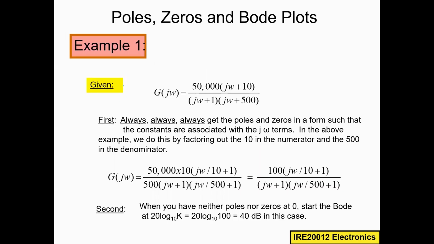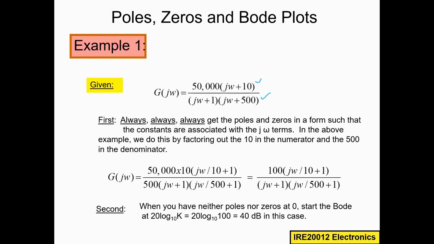This is another simple example. We can represent one function like this: G of j omega is equal to 50,000 times (j omega plus 10) divided by (j omega plus 1) times (j omega plus 500). So here we have zeros and here we have poles.